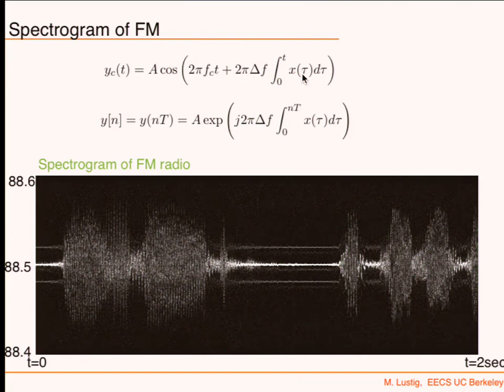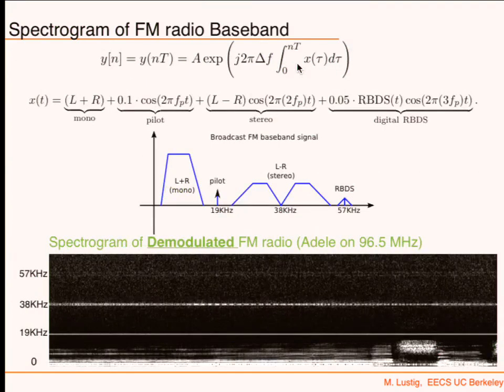So this is the spectrogram. Now, once you demodulate, this is actually what's interesting in FM radio. In FM radio, X(t) is quite complex. It is not just the voice. And if you look at what X(t) is, when you're looking at broadcast FM radio, broadcast FM radio has stereo in it, right? It actually has some information that they also send. How do they do that? And so if you look at what X(t) is, what is the baseband signal?